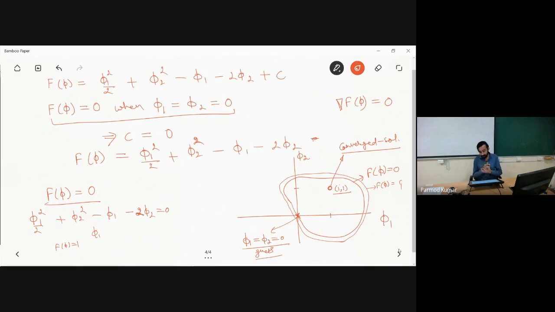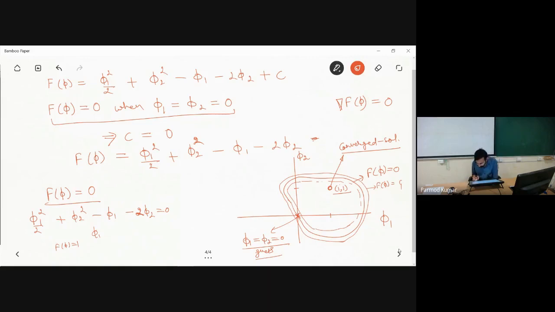Okay, so what we do in gradient search methods, in gradient based methods, is we try to propagate our solution in the direction of the gradient of phi. Now, can you tell me over here which will be the direction of the gradient of phi? Where will the gradient of f of phi exist?